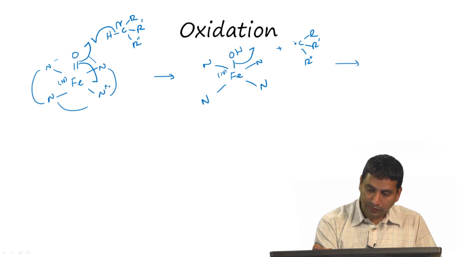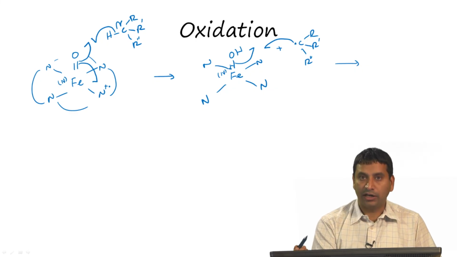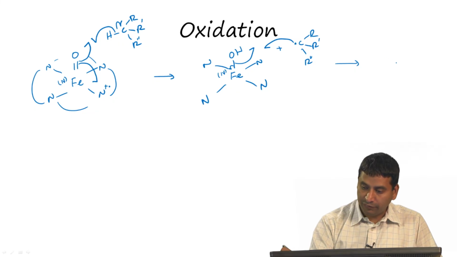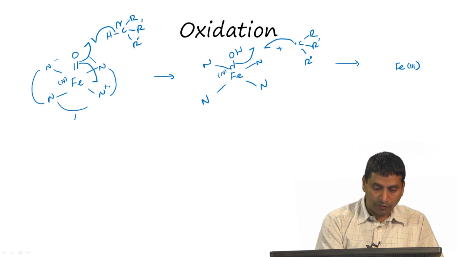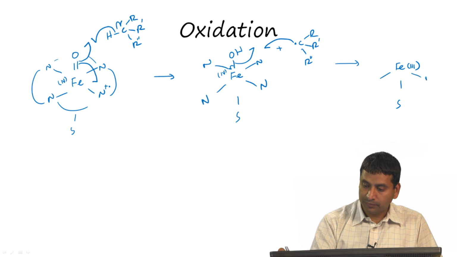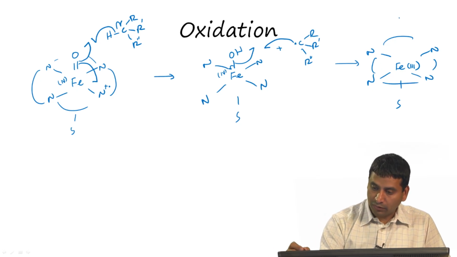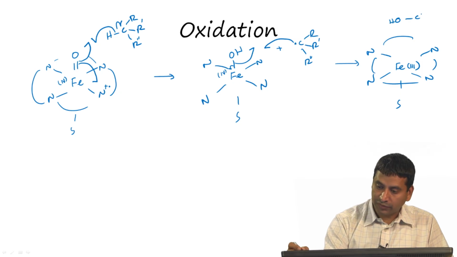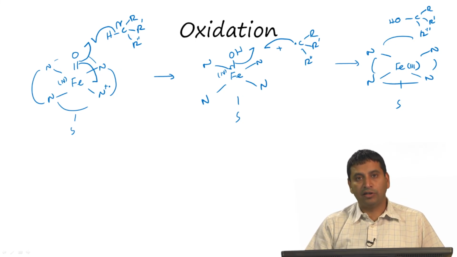The second bond breaks, this is the bond that is formed, and then this is going to go back into the iron system, and you get Fe3. And of course, in all this there is a cysteine residue that is bound to the iron, and you get OH, C R R R. Okay. So, this is the general principle by which heme dependent enzymes work.